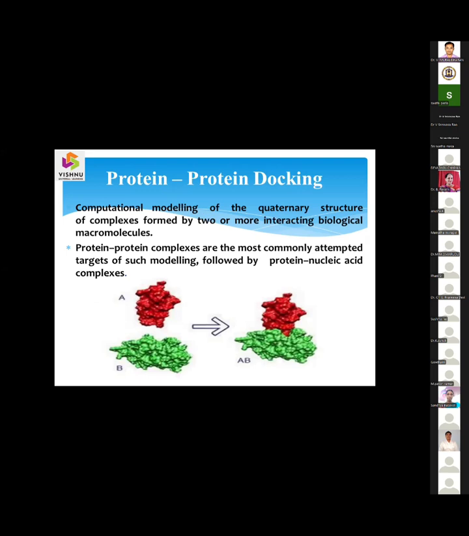In protein-protein docking, you can see here both are rigid. It is a computational model of the quaternary structure of the complex formed by two or more interacting biological molecules. Here A and B are two protein molecules interacting with each other, and they form a biological macromolecule, AB. Protein-protein complexes are the most commonly attempted target of such modeling, followed by protein-nucleic acid complexes.